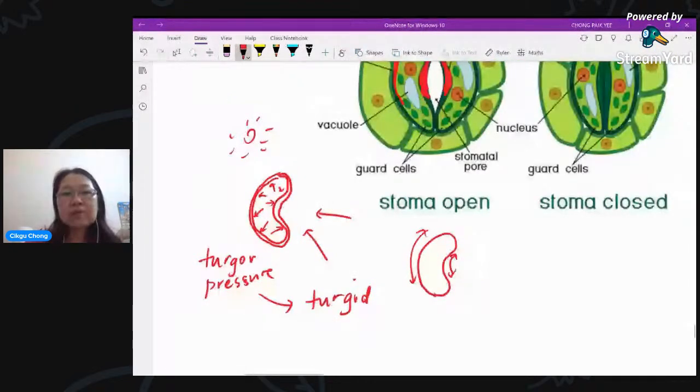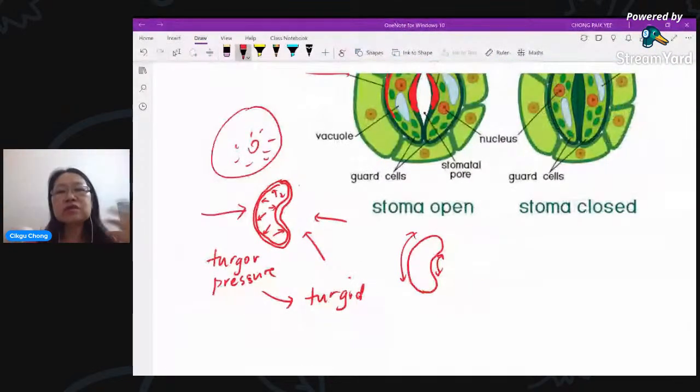That is what causes the stoma to open in the daytime, because water enters. And the water enters because of osmosis. So now we want to see what the meaning of osmosis is. Why does water enter? Because water always moves from more to less. Osmosis actually affects the opening of the stoma.